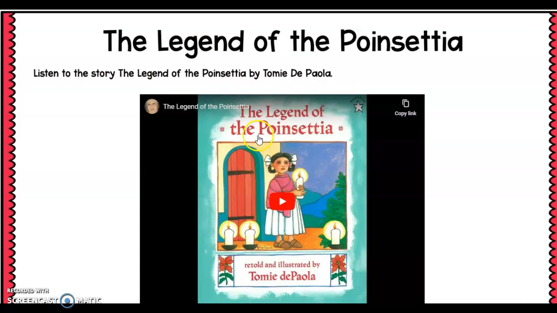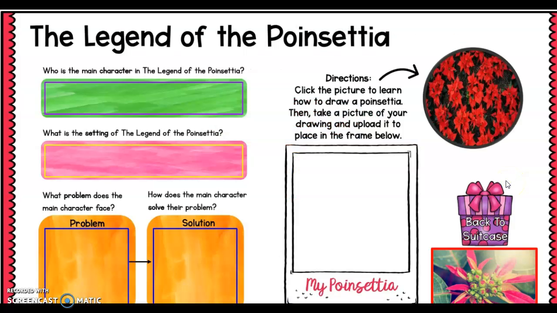And then we're going to have a read aloud, The Legend of the Poinsettia. And then you will answer, who is the main character of The Legend of the Poinsettia? What is the setting of The Legend of the Poinsettia? Remember, the setting is where the story takes place. What problem does the main character face? And how does the main character solve their problem?